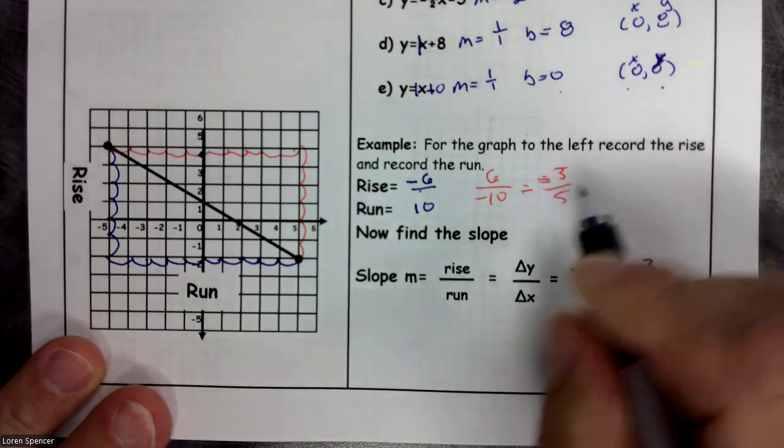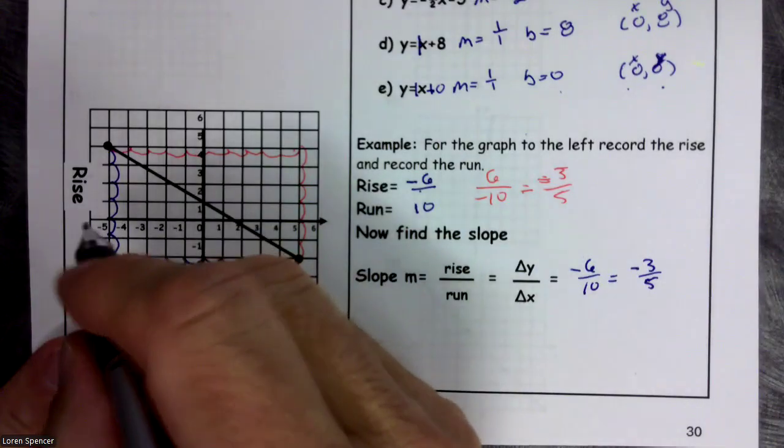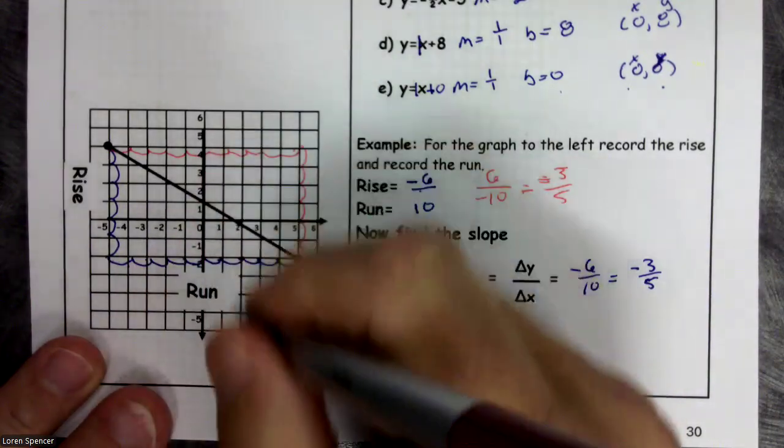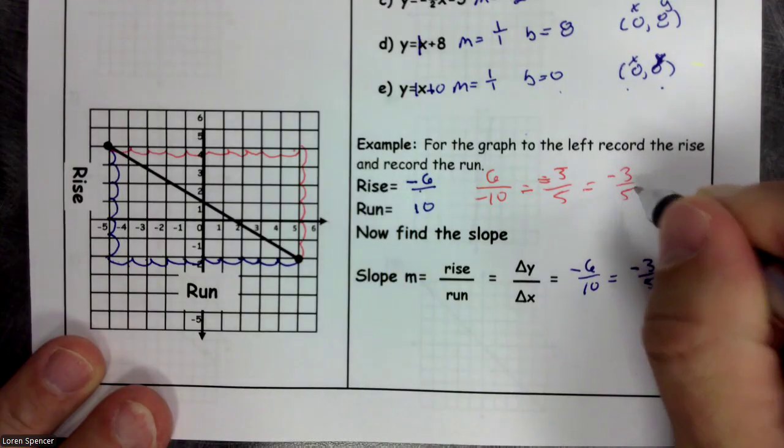So it doesn't matter which way you go, just know that going to the right is positive, going to the left is negative, going up is positive, and going down is negative. So either way, the slope of that graph is -3/5.